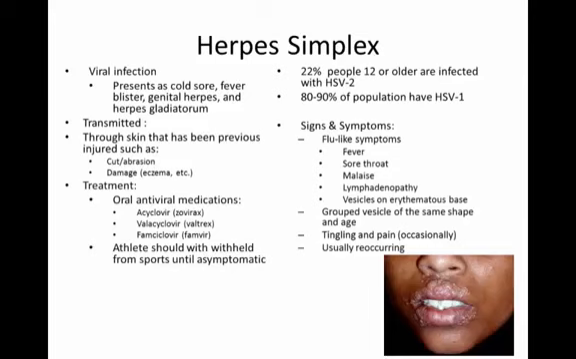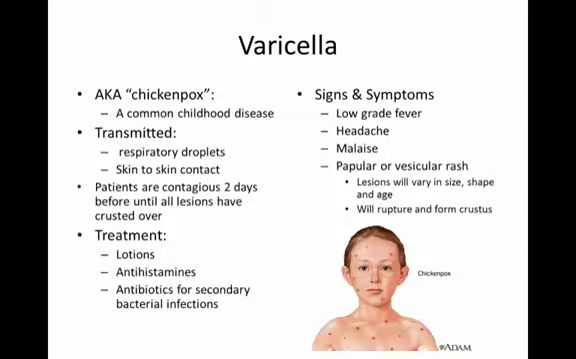22% of people who are 12 or older are infected with the herpes simplex 2 virus. 80 to 90% of the population have herpes simplex 1. Signs and symptoms include flu-like symptoms, fever, sore throat, malaise, vesicles on an erythematous base, grouped vesicles in the same shape and age, tingling and pain occasionally, and they are usually recurring.